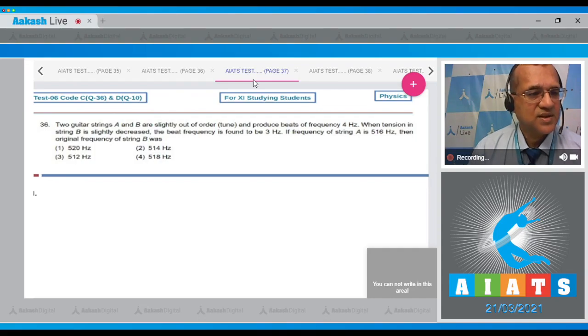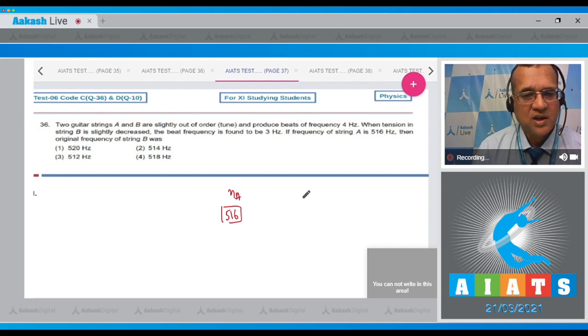Question number 36: two guitar strings A and B are slightly out of tune and produce beats of frequency 4 Hz. When the tension in string B is slightly decreased, the beat frequency is found to be 3 Hz. The frequency of A is 516 Hz. What is the original frequency of B? See, the frequency of A is given as 516.